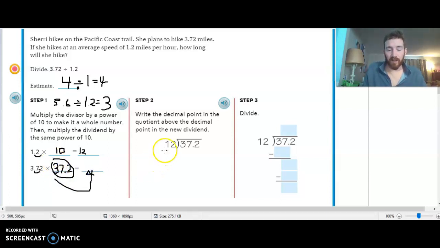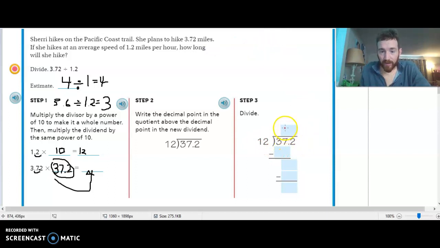All right, so really what we're going to do is think, okay, it's a lot easier to think of dividing 37 2/10 divided by 12 as opposed to 3 72/100 divided by 1 2/10. But this is, again, going to work out the same for us here, okay? So let's go ahead and look through that real quick. I'm going to try to speed it up and get through it.